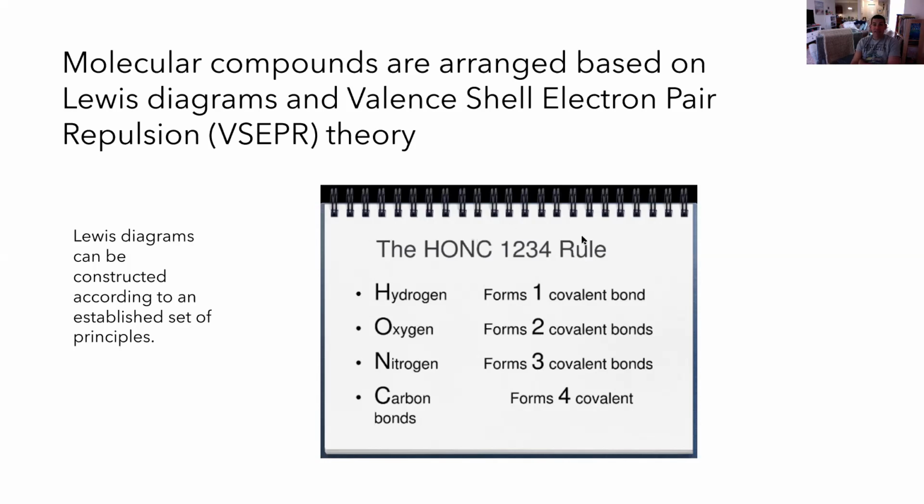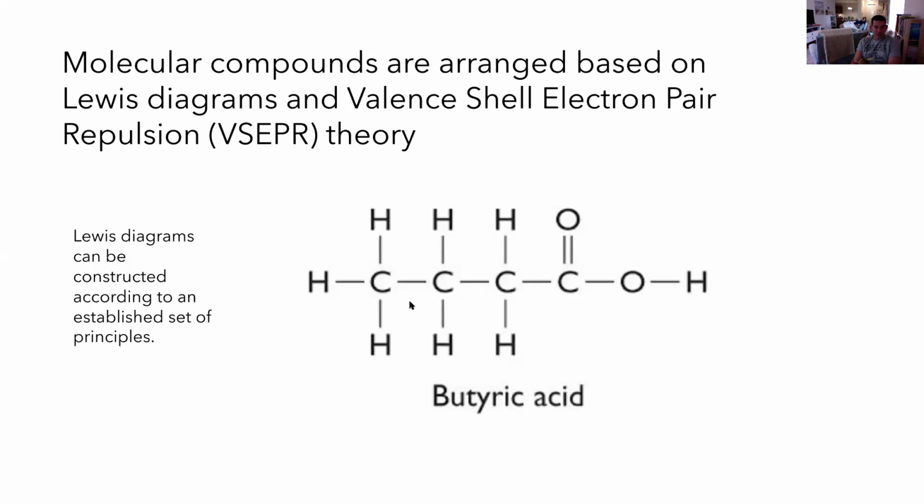Something that this doesn't mention, oxygen always has 2 lone pairs. It has 6 valence electrons. 2 of them are paired up. We call those lone pairs. 2 of them are unpaired, which is why it forms the 2 bonds, and nitrogen always has 1 lone pair. So something that this rule doesn't represent.